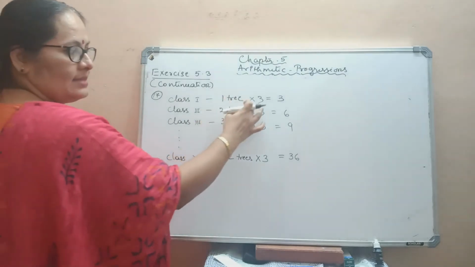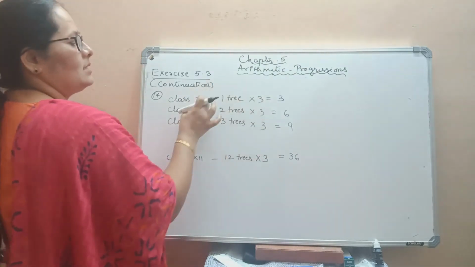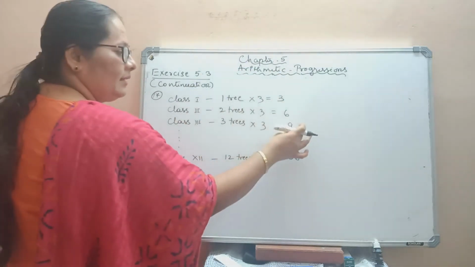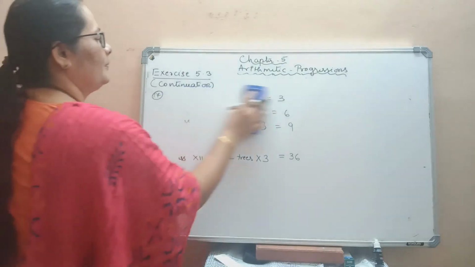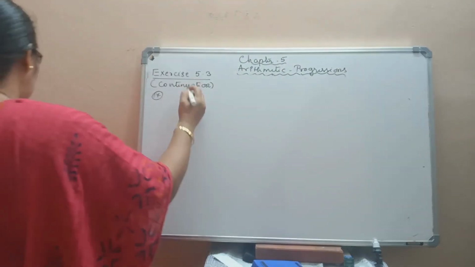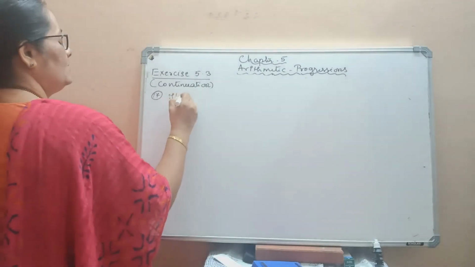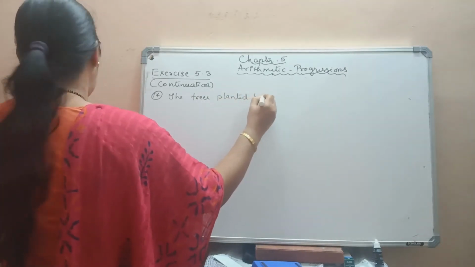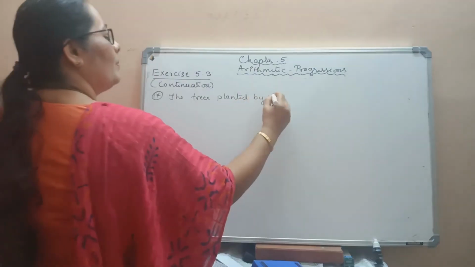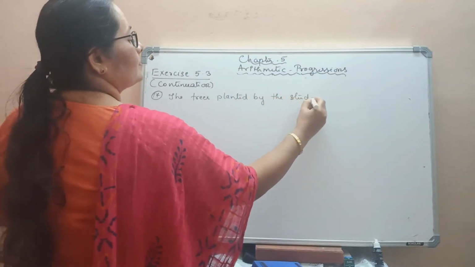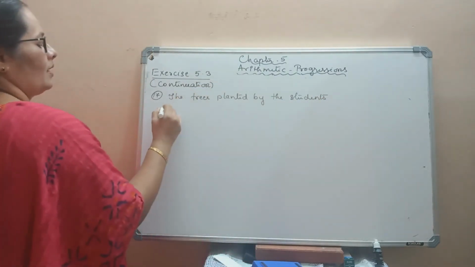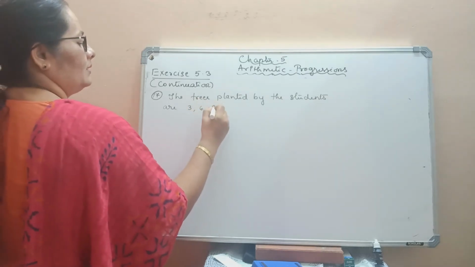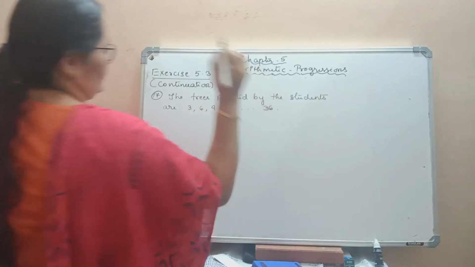But each class has 3 sections, so class 1 will plant 3 trees. Class 2 will plant 6 trees. Class 3 will plant 9 trees, and so on. So the progression of the trees planted by the students is: first standard 3, next 6, then 9, up to 36.